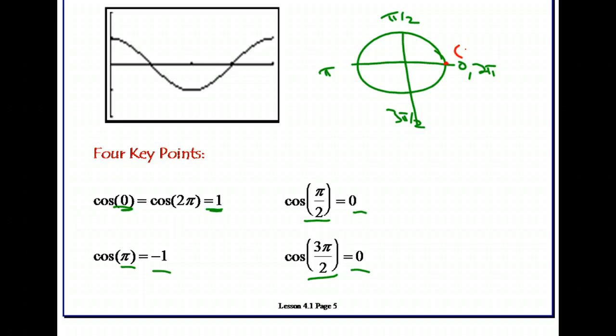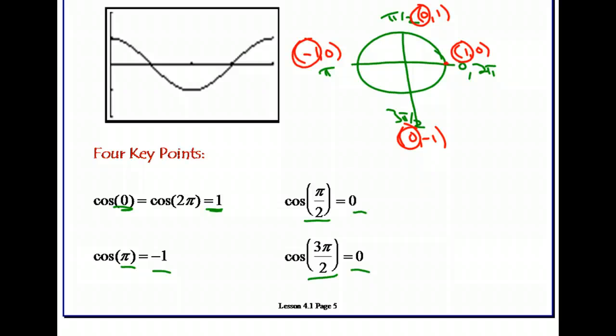So the cosine of 0 is 1. Cosine of pi halves is 0. Cosine of pi is -1. And 3 pi halves is 0. So if you ever forget these points or get confused, just work your way around the unit circle yet again.